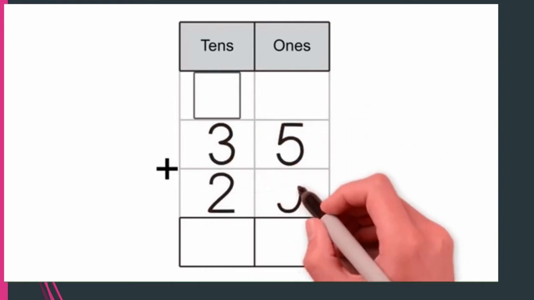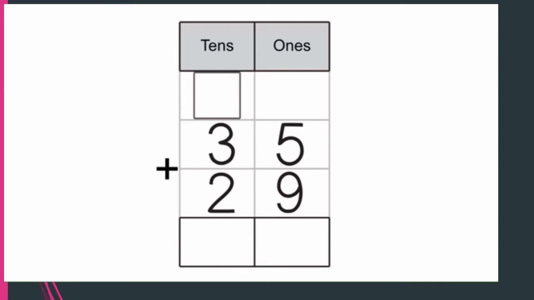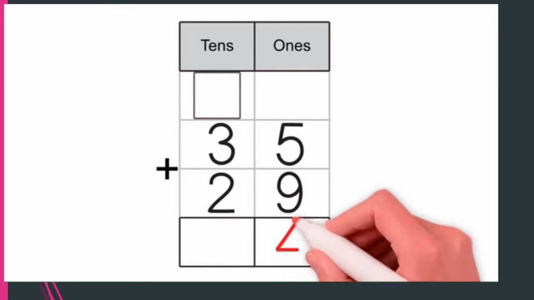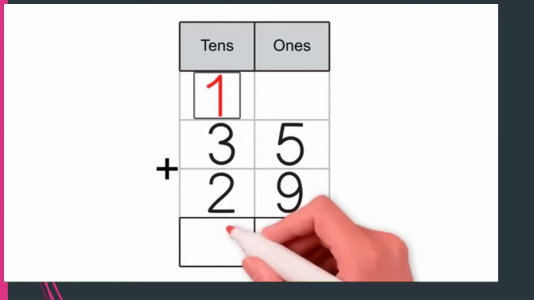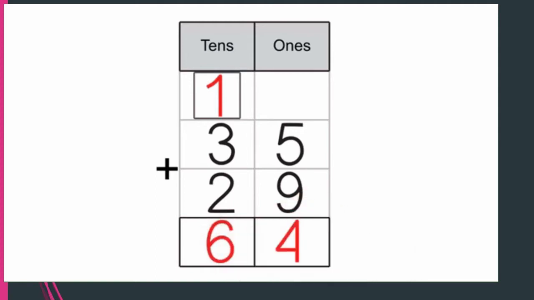35 plus 29. First we add the ones. 5 plus 9 is equal to 14. 14 is made of 4 ones and 1 ten. Then we add the tens. 1 plus 3 plus 2 is equal to 6. 35 plus 29 equals 64. Let's try another one.